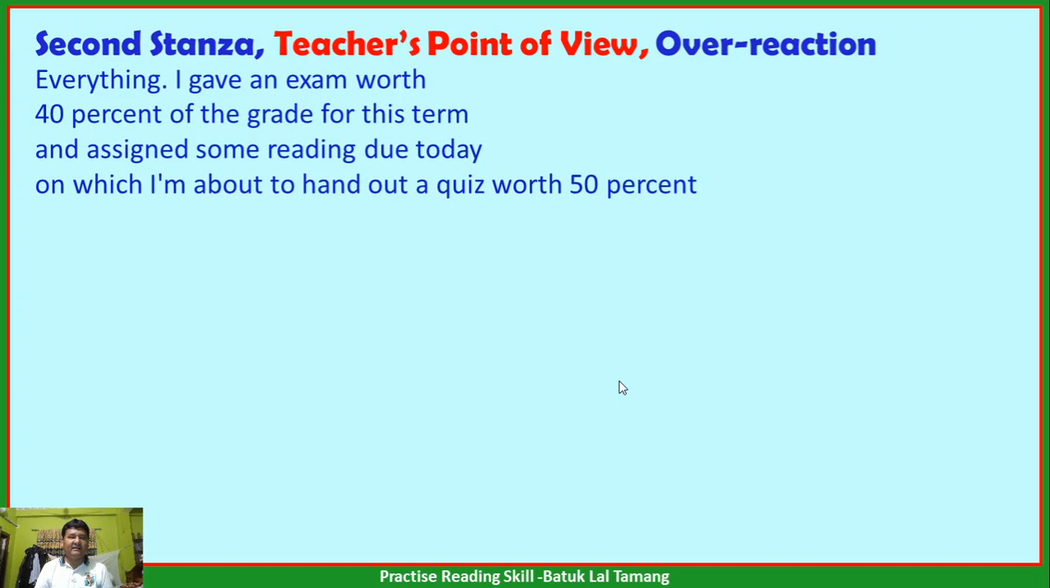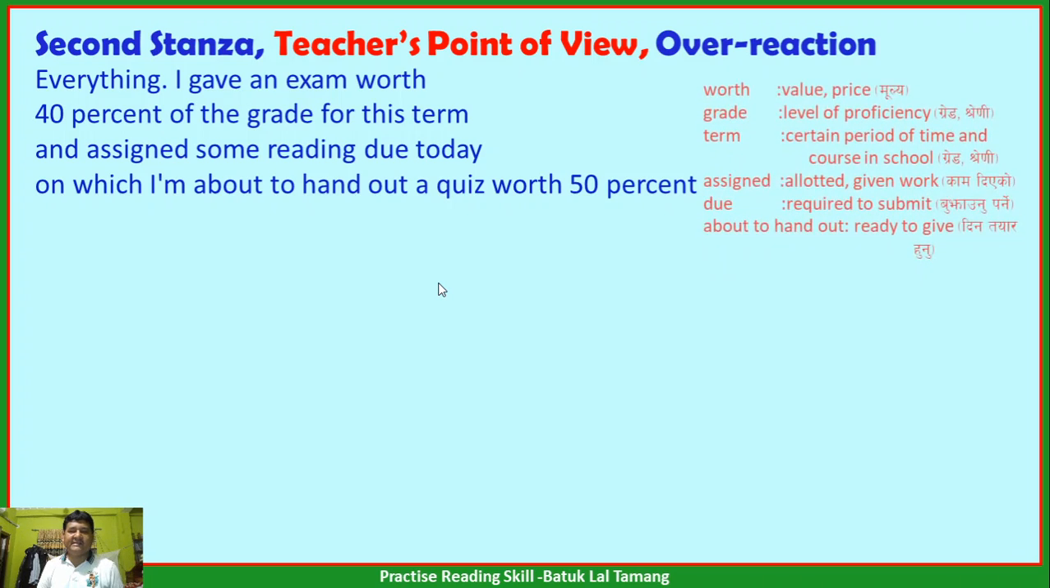In the second stanza, there are 4 lines. It begins from everything. That's why this stanza is from the teacher's point of view. Everything, I gave an exam worth 40% of the grade for this term and assigned some reading due today, on which I am about to hand out a quiz worth 50%. So these are the activities of yesterday's class, the teacher says. The teacher himself is narrating.